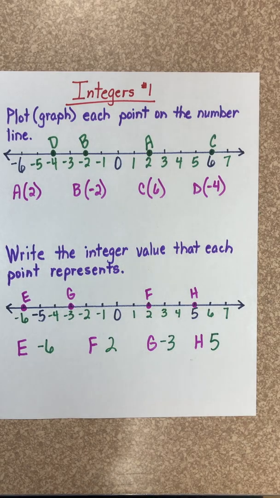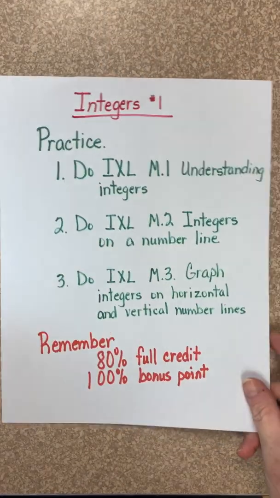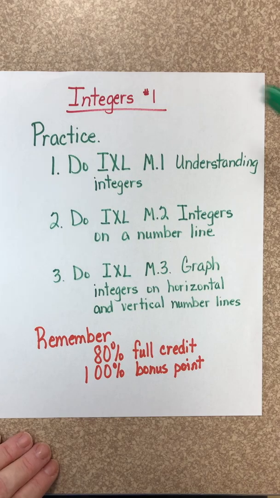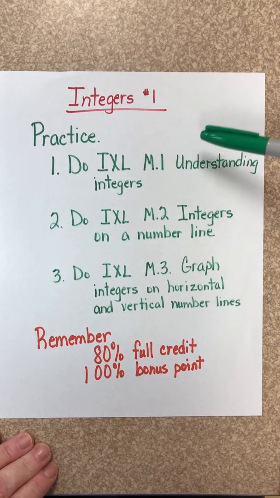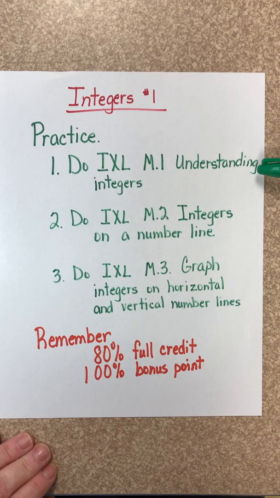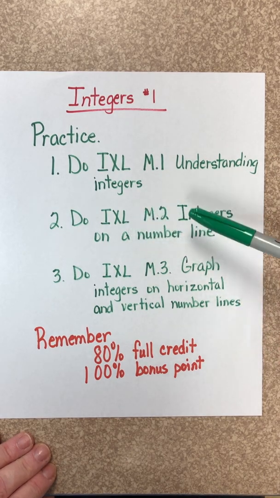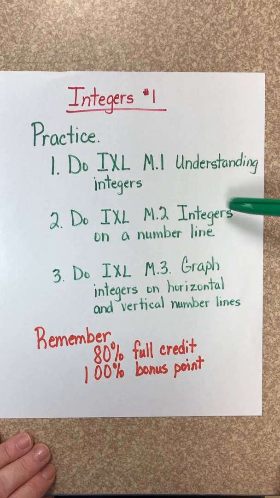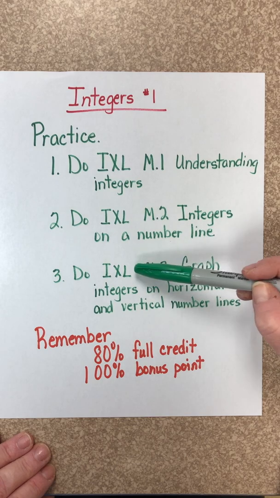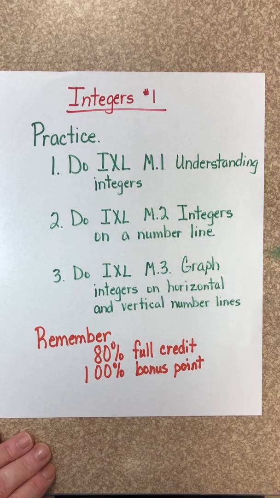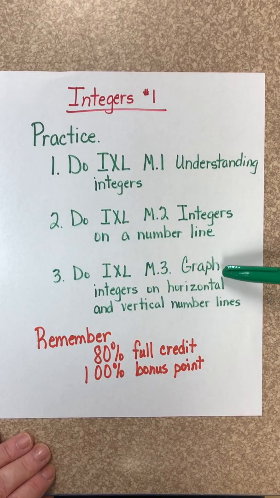Now let's look at the practice I would like for you to do for this lesson. I want you to go to IXL, 6th grade, M.1, and you should see the words Understanding Integers. Next, I want you to go to IXL, 6th grade, and do M.2, Integers on a Number Line. And last for this lesson, IXL, 6th grade, M.3, and you should see Graph Integers on Horizontal and Vertical Number Lines.